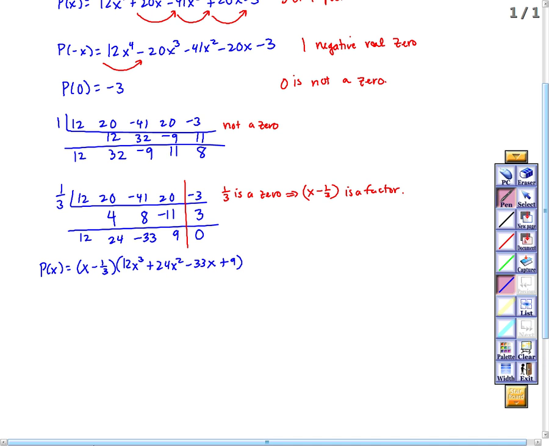And anytime you can, you want to try to clean things up. If you notice, every single term in this second piece, this new polynomial, can be factored. I can factor the 3 out of all the pieces. So this is like p of x equals 3 times x minus 1/3. 3 times 4 is 12. 3 times 8 is 24. 3 times 11 is 33. And 3 times 3 is 9. So I end up with that.